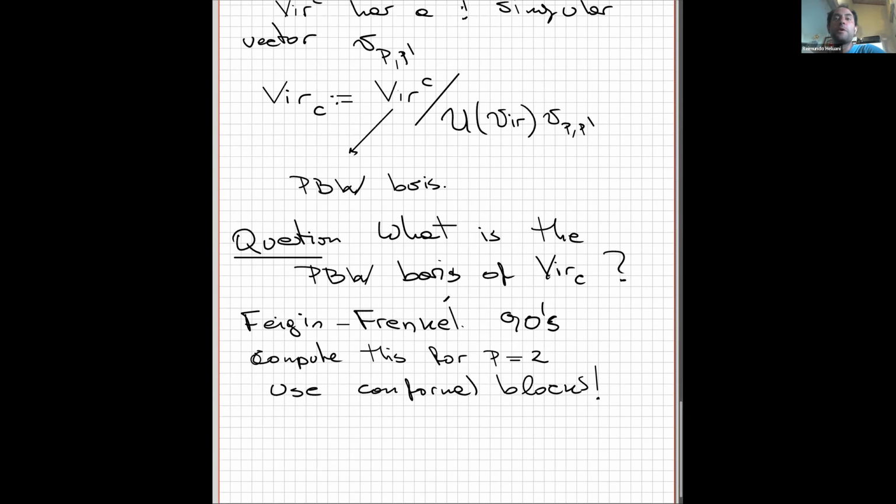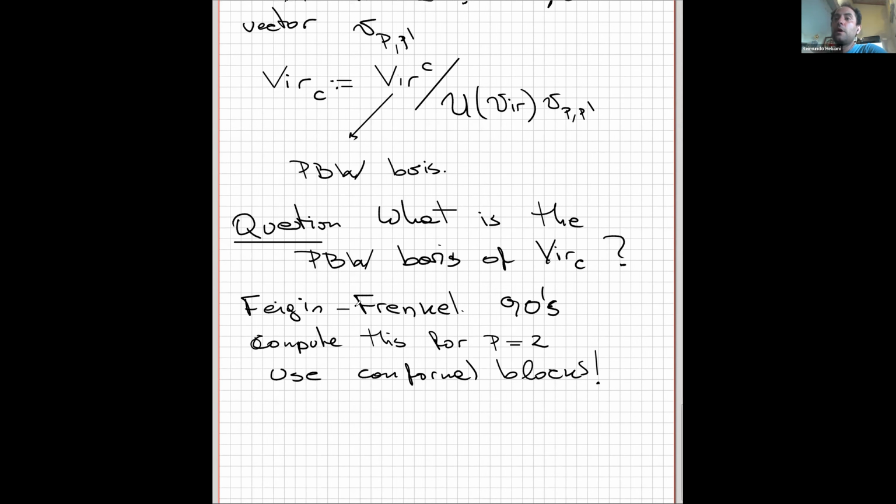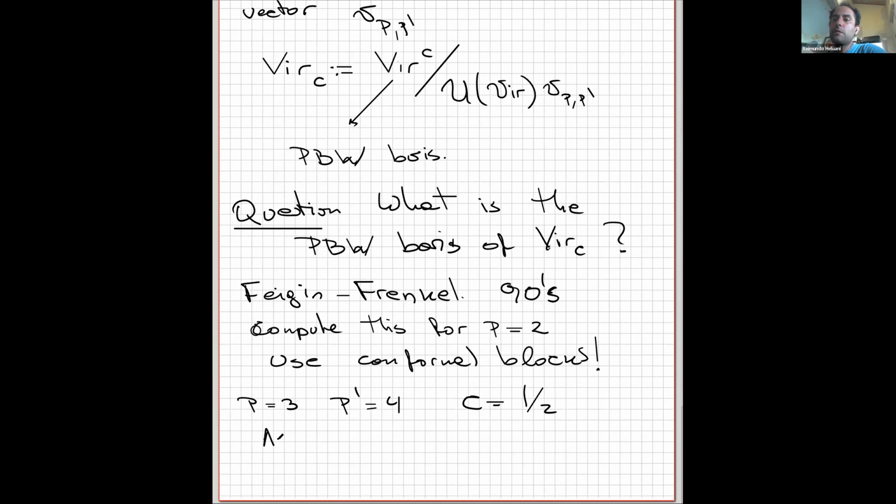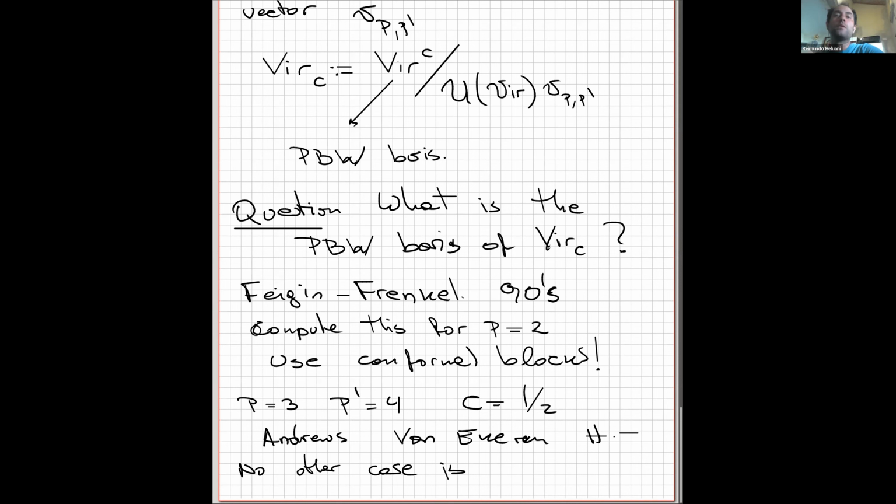But this paper is beautiful using these conformal blocks. And as far as I know, this paper hasn't been published. And there's nothing done. So in today's talk, I'll describe the situation. P is equal to 3, P prime is equal to 4, and therefore C is central charge 1/2. And this is the paper with Andrews, Varnekeren and myself. So, and nothing else is known, no other case. It's remotely known. We have no idea about any other case.